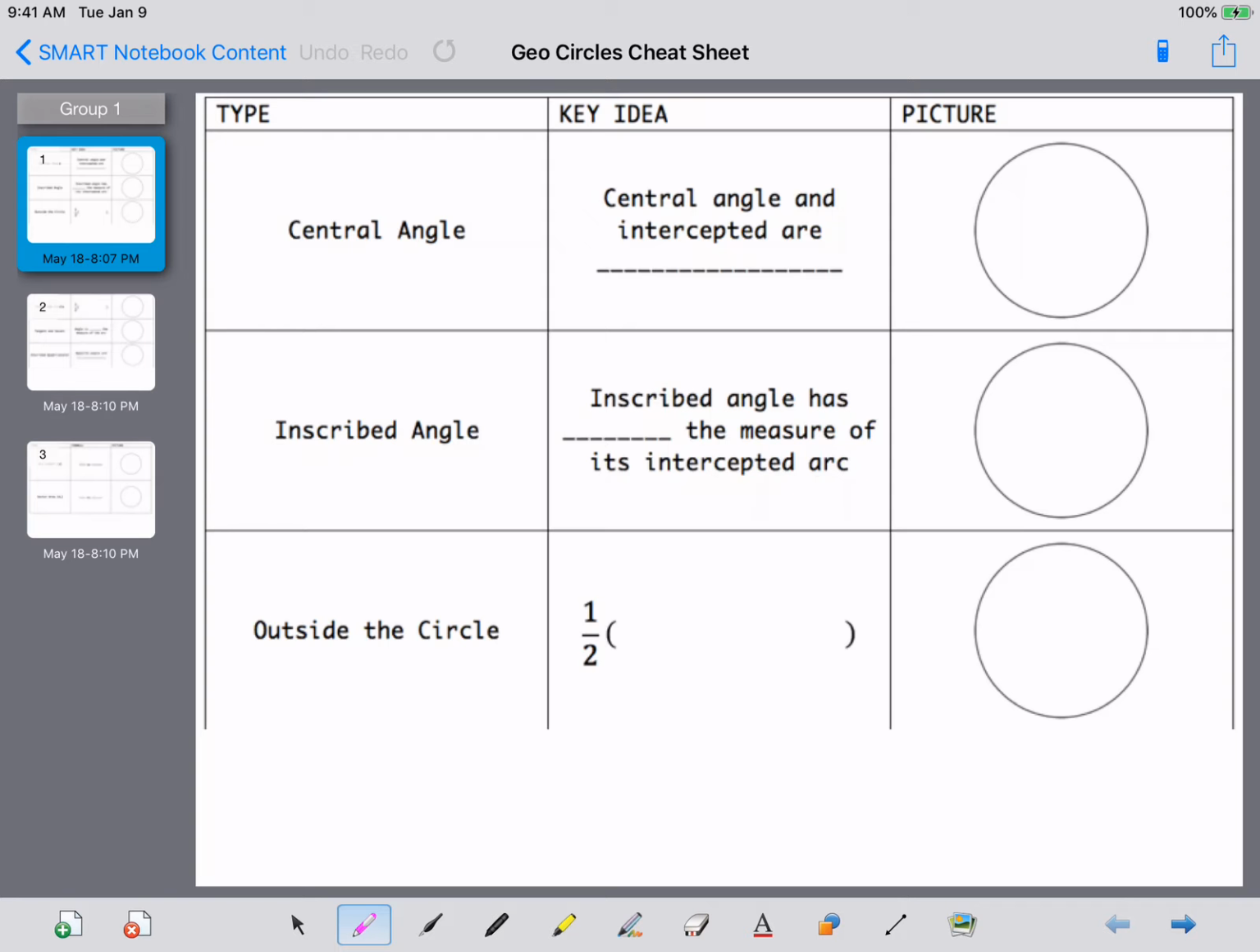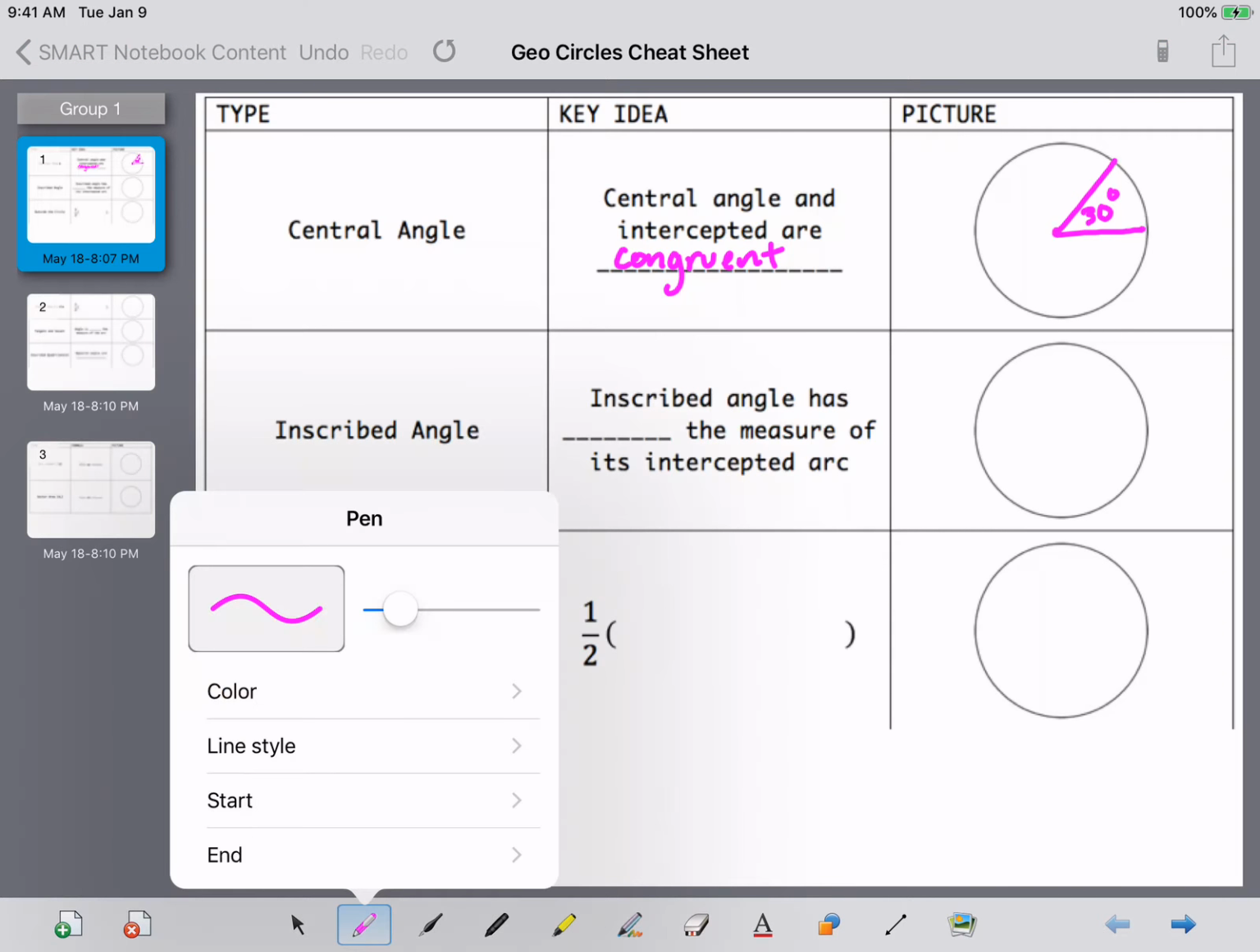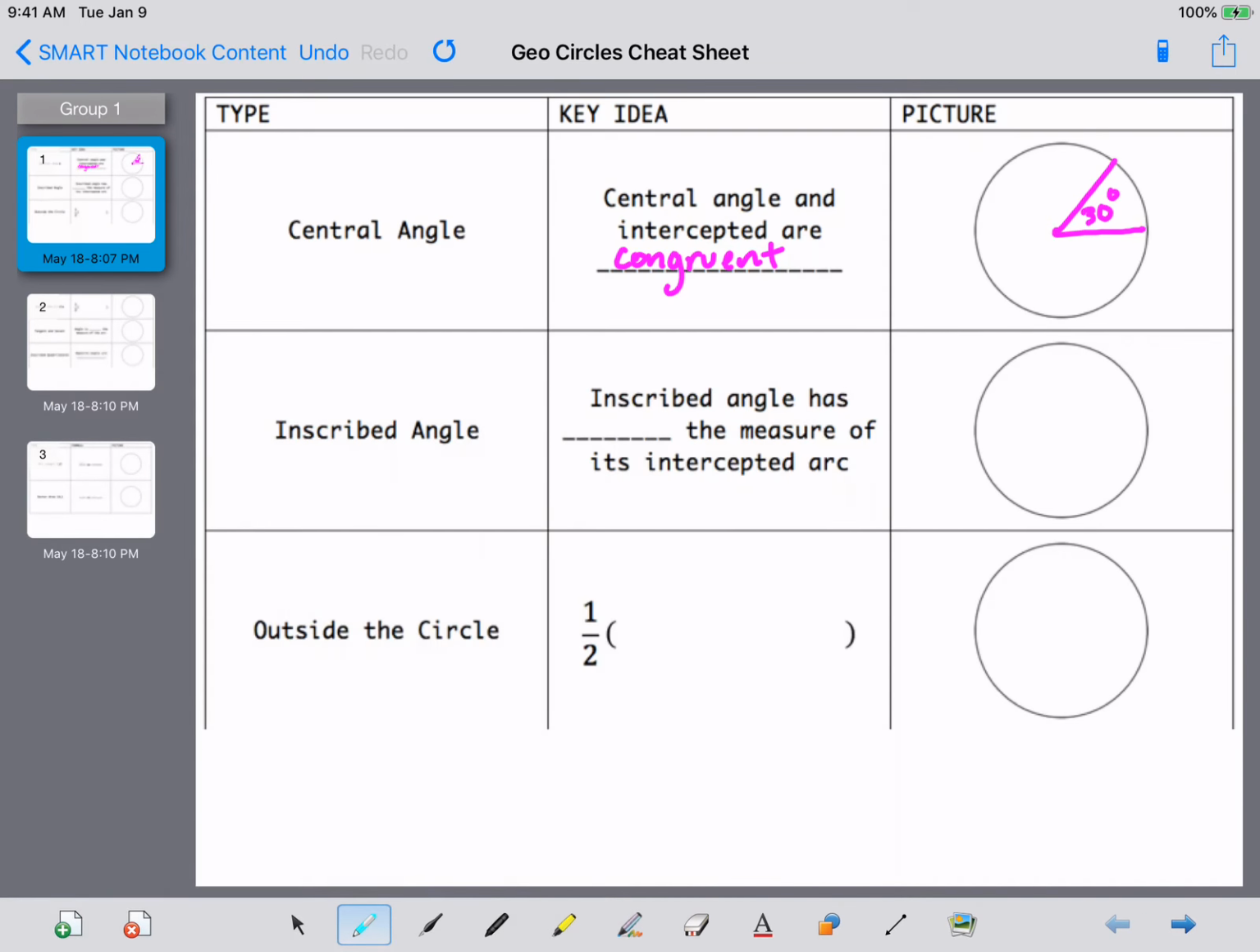So first of all, a central angle and an intercepted arc are congruent. So we're going to draw a picture of each of these ideas as well. If you go ahead and put a dot in the center and draw in that central angle, let's suppose that this is 30 degrees right here. Well, it turns out that the arc that is intercepted would also be 30 degrees. So those are always congruent.